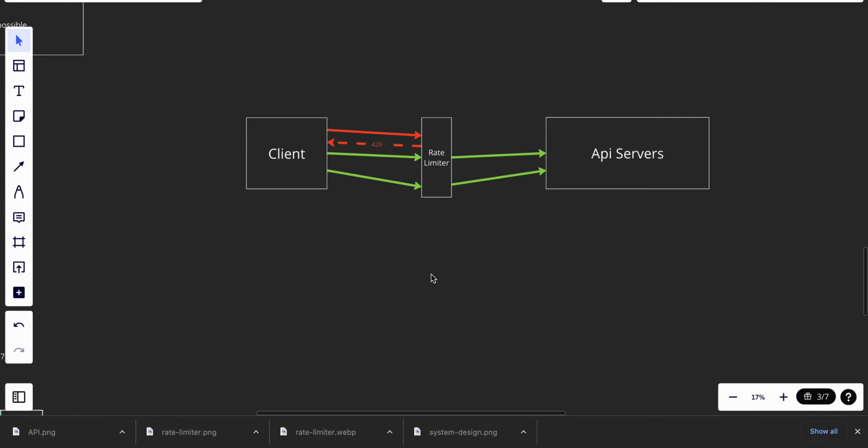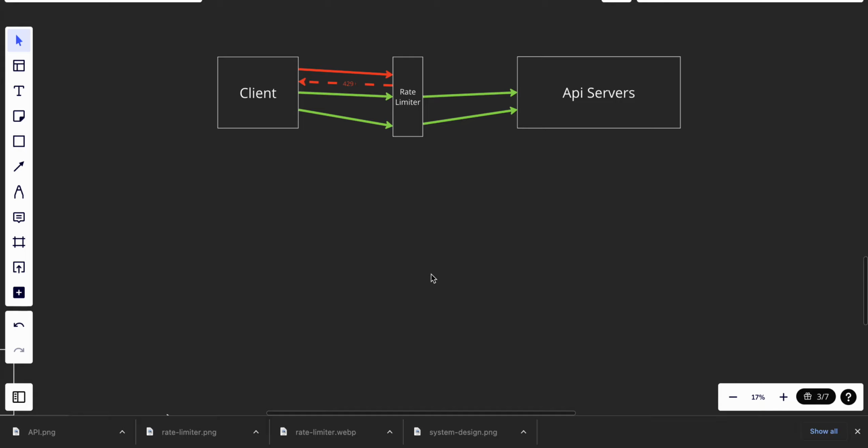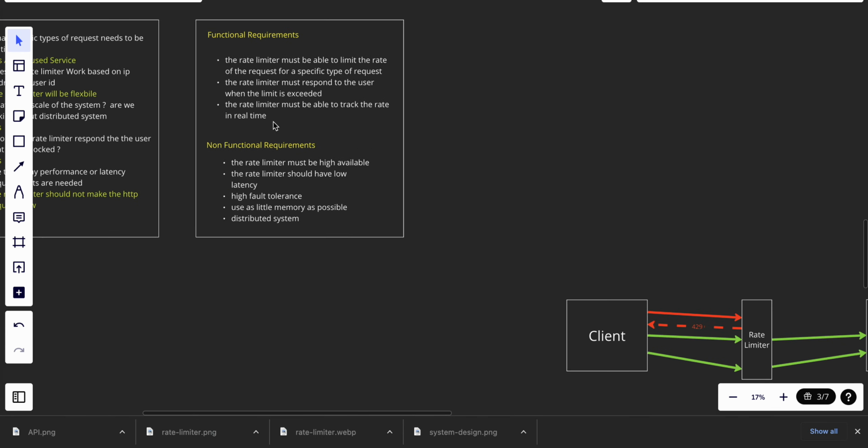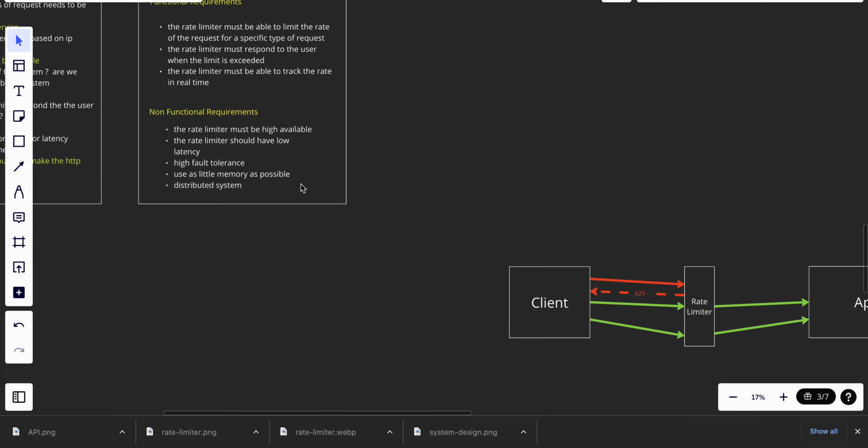So the idea of the algorithm is pretty simple. We have a counter, and we compare this counter to the limit. So where shall we store this counter? One of the things we talked about is that the rate limiter should be able to respond in real time, and the second thing is that we should have low latency.